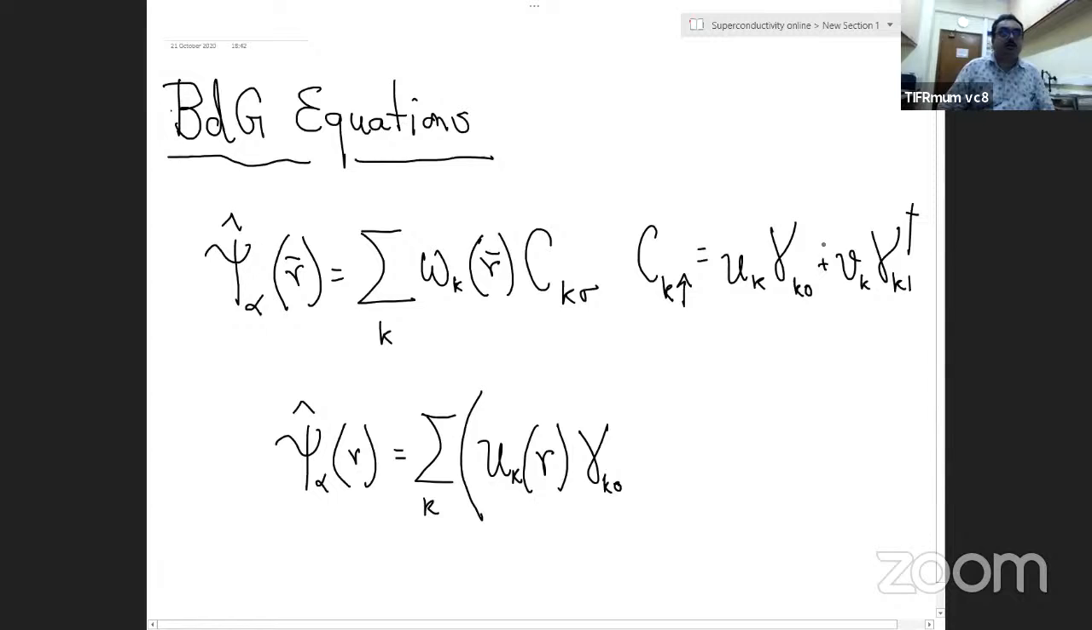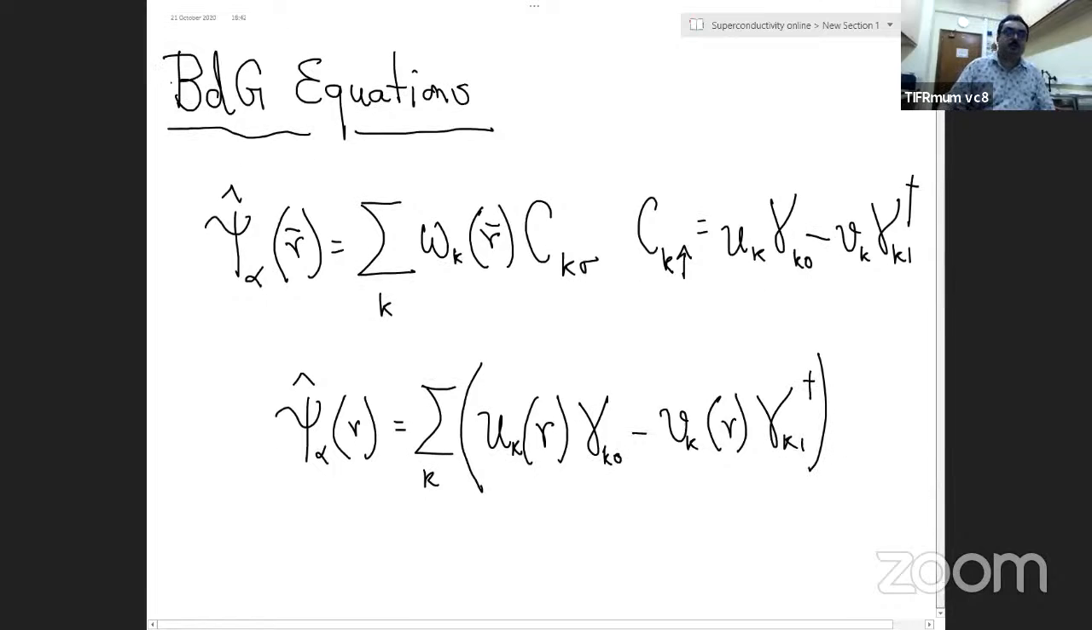I think I have written, this should not be plus, this should be minus. Minus V_k(R) gamma k1 dagger. Good. So I am absorbing the R dependence in U(R) and V(R). So this is what I write now for the up spin.